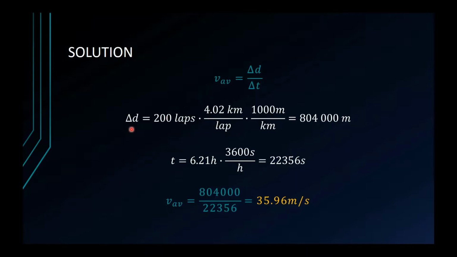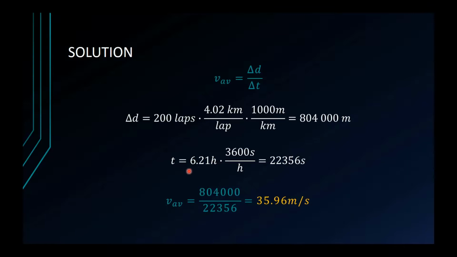So we say total distance is 200 laps times, in each lap there are 4.02 kilometers. So the laps will cancel here. So we have 200 times 4.02 kilometers. Now in each kilometer there are 1,000 meters, so the kilometers would cancel out. And when you do this math, you get 804,000 meters.